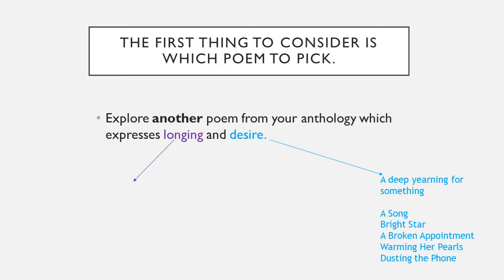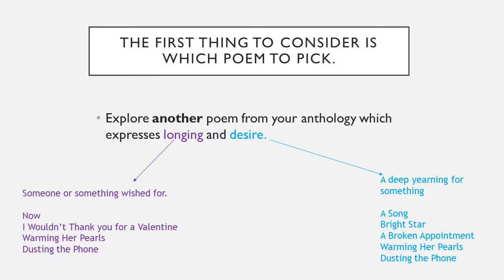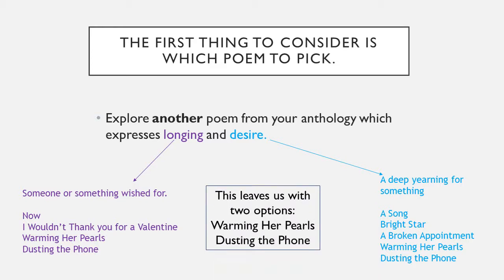Some poems you may have chosen to explore desire are A Song, Bright Star, A Broken Appointment, Warming Her Pearls and Dusting the Phone. In terms of longing, that's someone or something that you wish for. So poems which explore longing: Now, I Wouldn't Thank You for a Valentine, Warming Her Pearls and Dusting the Phone. So this leaves us with 2 options, Warming Her Pearls and Dusting the Phone.